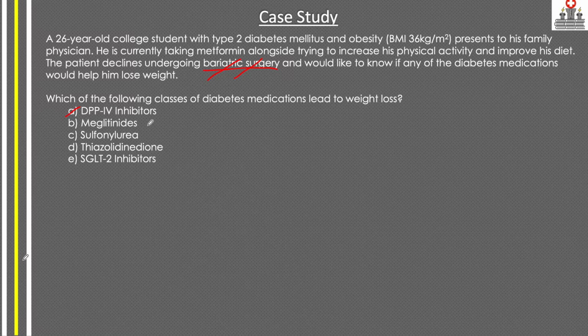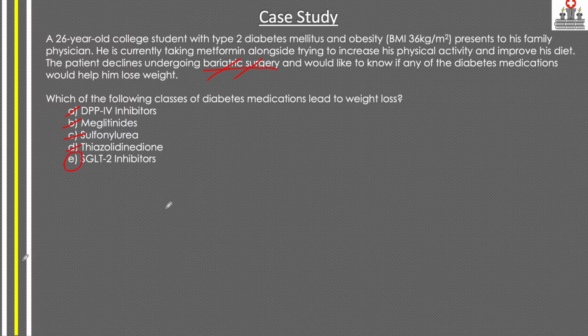There's a Meglitinide and a Sulfonylurea as options B and C. Both of these act within the pancreatic beta cells to increase the release of insulin, and we know insulin leads to weight gain. Therefore, both of these options are incorrect. So between these last two options, a TZD or an SGLT2 inhibitor, a TZD increases the sensitivity of insulin within the periphery, and an unfortunate side effect is weight gain. SGLT2 inhibitors have multiple benefits. One of them is weight loss. So this would be our answer.